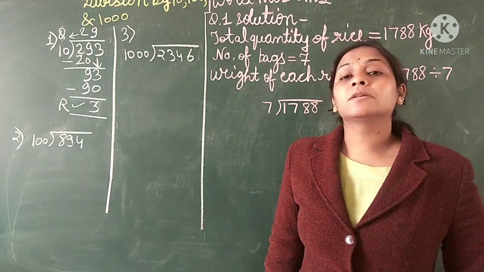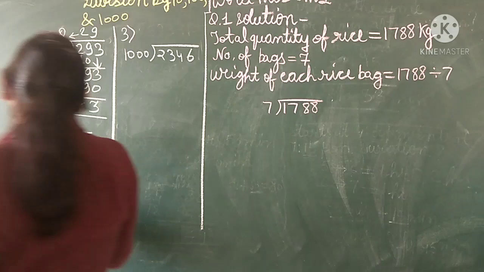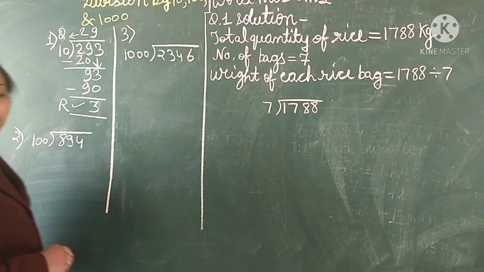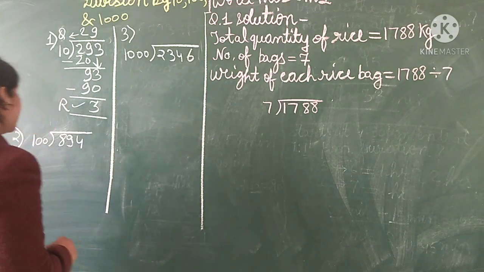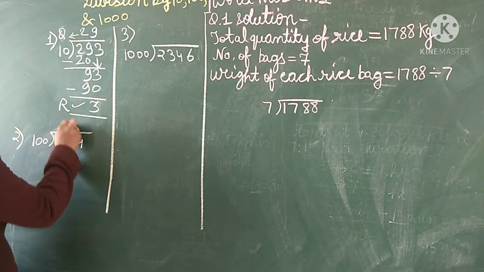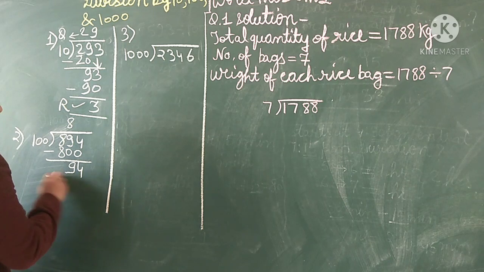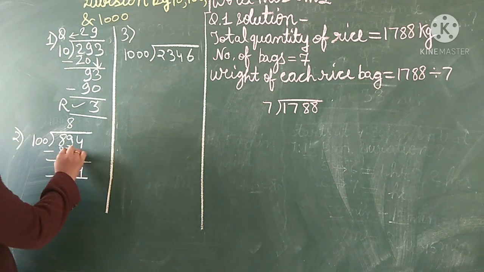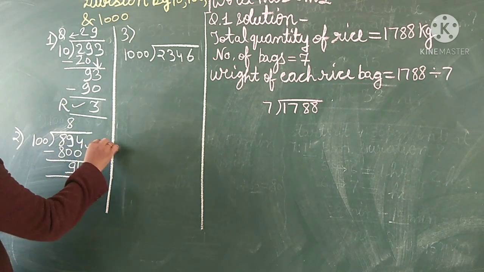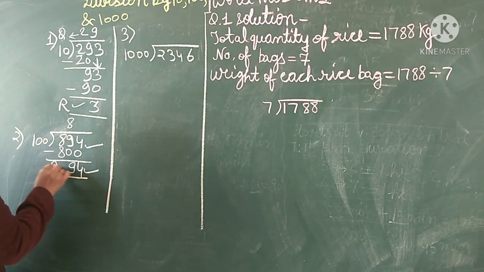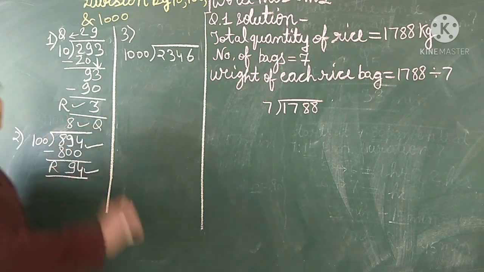It is obvious. Okay. Now, secondly, we will understand this example. 894 divided by 100. So directly, 100 eights are 800. Subtraction gives 94. So here we observe that the last 2 digits, the ones and tens place digits, we get in the remainder, and the remaining digit we get in the quotient.